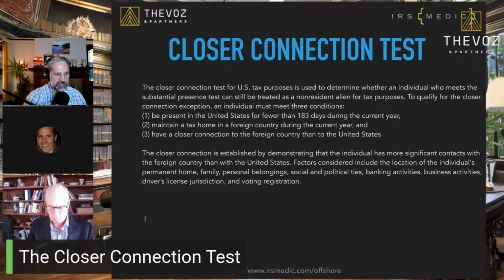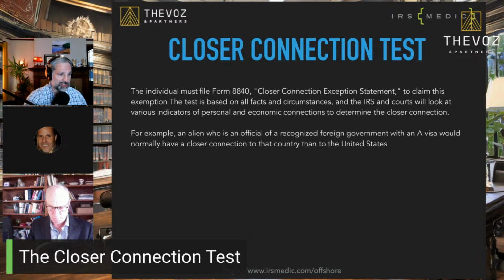One, be present in the United States for fewer than 183 days during the current year. Two, maintain a tax home in a foreign country during the current year. And three, have a closer connection to that foreign country than to the United States. The closer connection is established by demonstrating that the individual has more significant contacts with a foreign country than the United States. Factors considered include the location of the individual's permanent home, family, personal belongings, social and political ties, banking activities, business activities, driver's license jurisdiction, and voter registrations.